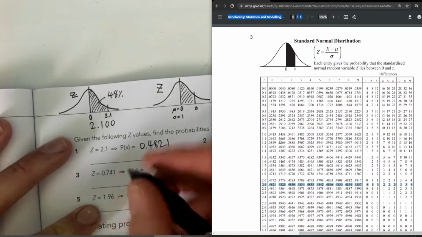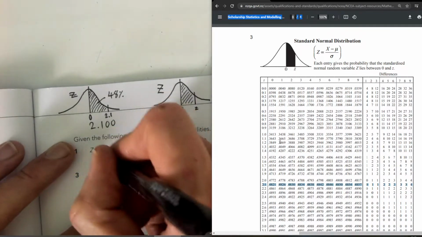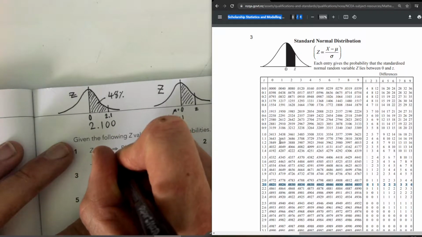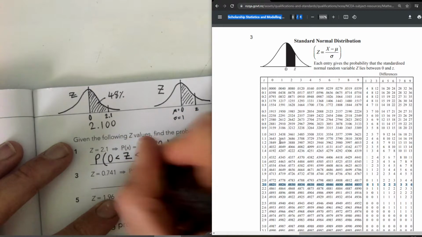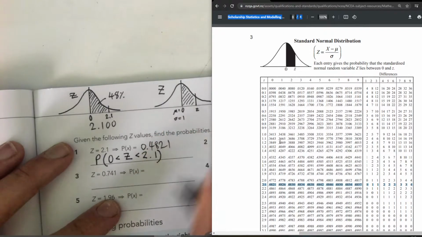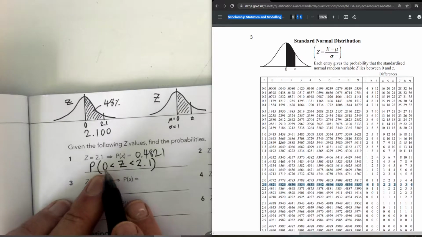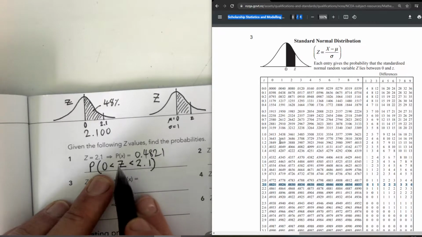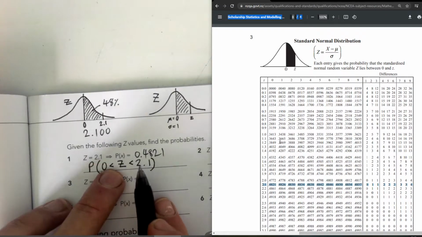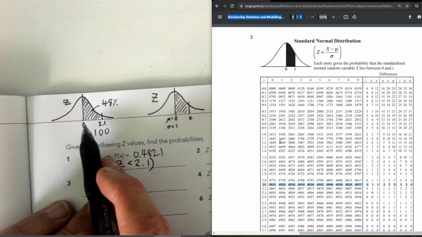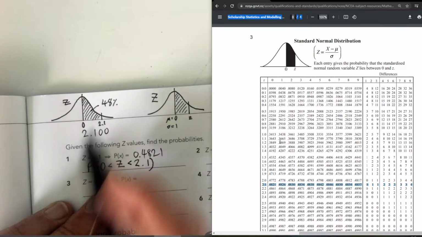If we want to write it out properly, it should be the probability that the random variable z is between 0 and 2.1. That would be the proper way to write it out. So it's the chance of falling between 0, so 0 less than that random variable that's going to take a value, and that's less than 2.1. So z is between these two numbers. See on the thing how it's the z that is between 0 and 2.1.